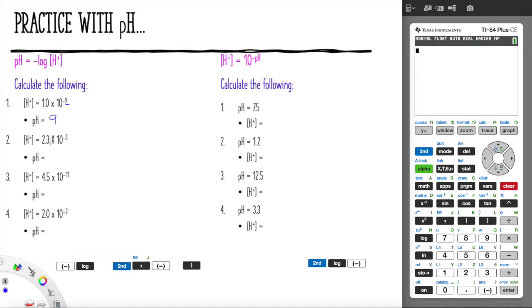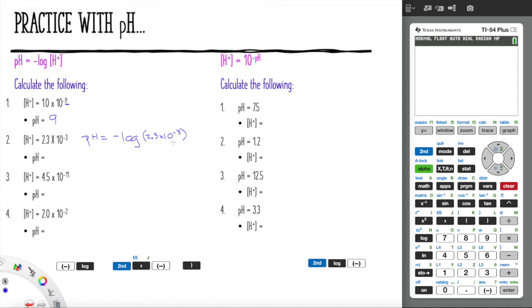For the rest of these numbers, though, they do not have a coefficient of 1.0, so we're actually going to need to plug those concentrations into this formula up here. So let's see what that would look like. For number 2, the hydrogen ion concentration that's given is 2.3 times 10 to the negative 3rd. I'm going to write my equation down here. So pH equals the negative log, and in some parentheses, I'm going to insert that concentration. So 2.3 times 10 to the negative 3rd.